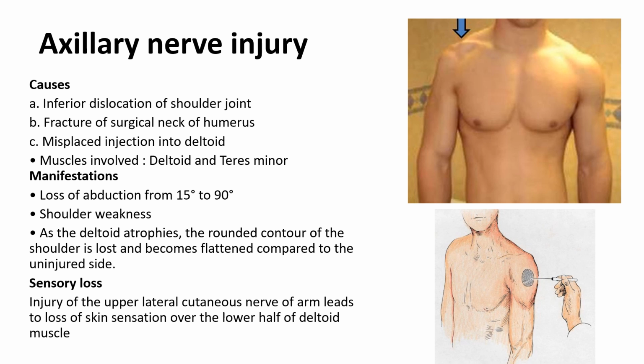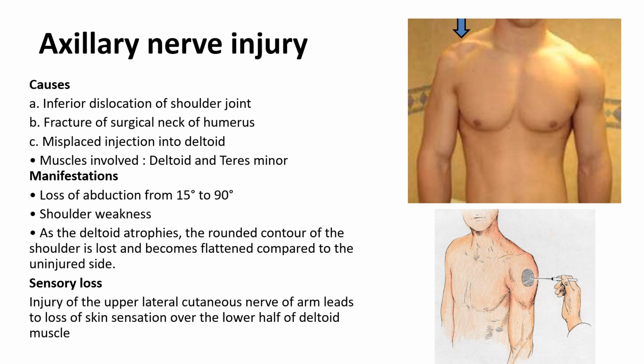There are many causes for axillary nerve injury, such as anterior inferior dislocation of the shoulder joint, fracture through the surgical neck of humerus, or misplaced injection into the deltoid muscle. The muscles involved are deltoid and teres minor muscles. Clinical manifestation: there will be loss of abduction from 15 to 90 degrees. This is because the function of deltoid muscle is abduction from 15 to 90 degrees, while the abduction from anatomical position to 15 degrees is a function of the supraspinatus muscle, which is intact in this condition.